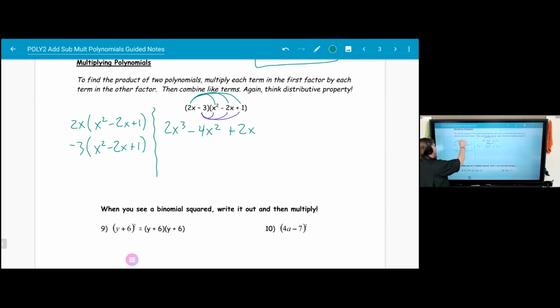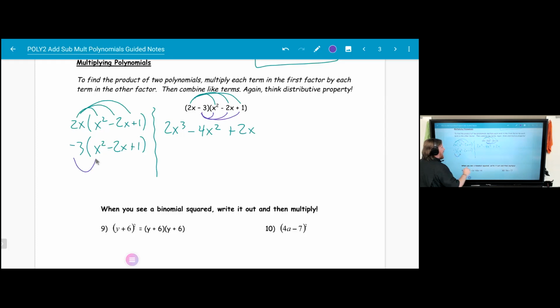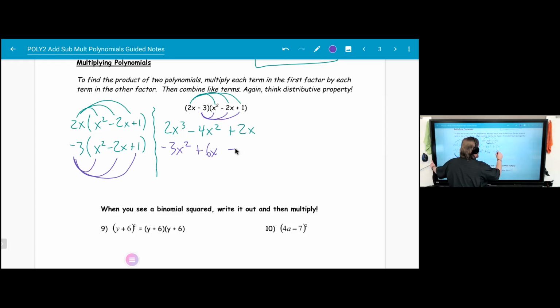Again, just distribute through here. I'm going to do the same thing with the negative 3. I'm going to take the negative 3, multiply it by x squared to get negative 3x squared. Negative 3 times negative 2x is a positive 6x. And negative 3 times 1 is negative 3.